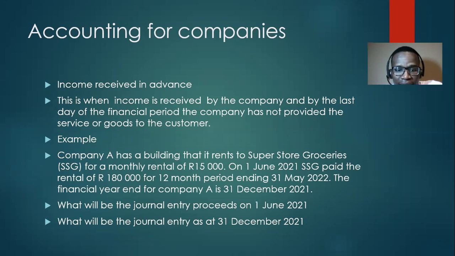So say company A has a building that it rents to Superstore Groceries, also known as SSG, for a monthly rental of 15,000, right? Then it happened that on the 1st of June 2021, SSG paid the rental of 180,000 for a 12 month period ending 31 May 2022, right? Then the financial year end for company A is 31 December 2021. Then we ask, what will be the journal entry processed on the 1st of June 2021, and also what will be the journal entry as at 31 December 2021, right?